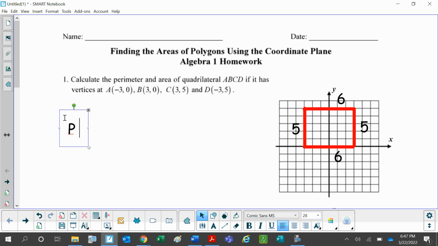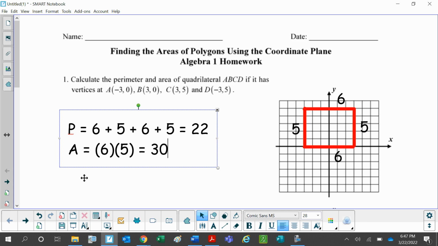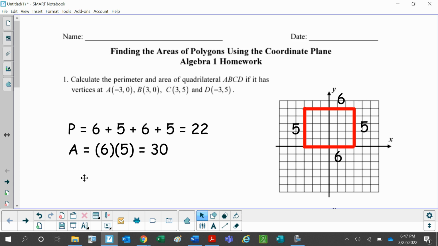So that means the perimeter of this thing is when we add up all the sides. So 6 plus 5 plus another 6 plus another 5. And last time I checked, that's going to give us 10 plus 12, so that's going to give us 22 units. Now, area is just a little bit different. Area of a rectangle is the length times the width, so we're going to do 6 times 5, and that'll give us 30 units squared on that one. So there is your area and perimeter of that first rectangle there.